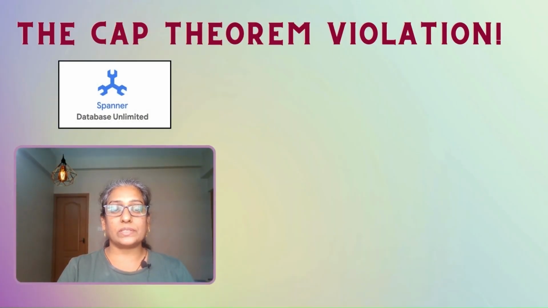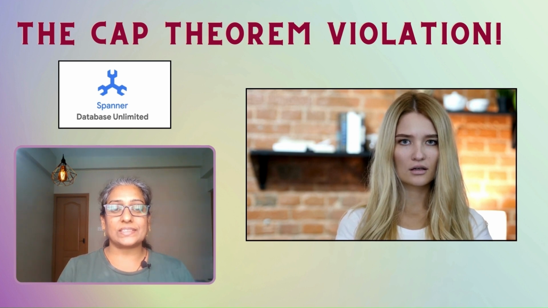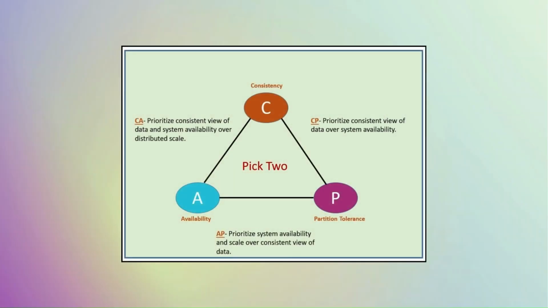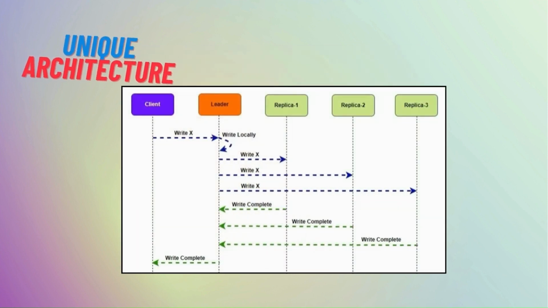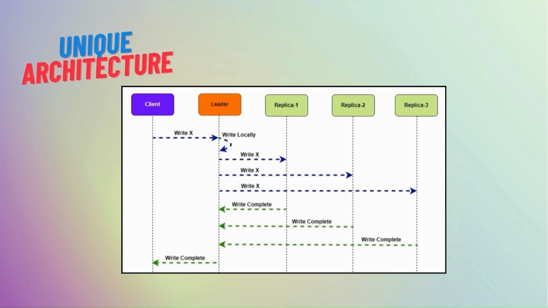Google's Spanner database seems to be an exception, though, violating the CAP theorem. How? Let's understand that. Google's Spanner database system is an interesting case study when it comes to the CAP theorem. It aims to provide high availability and partition tolerance while maintaining strong consistency across its geographically distributed data centers. It achieves this by implementing a unique architecture and leveraging synchronously replicated data across multiple data centers.